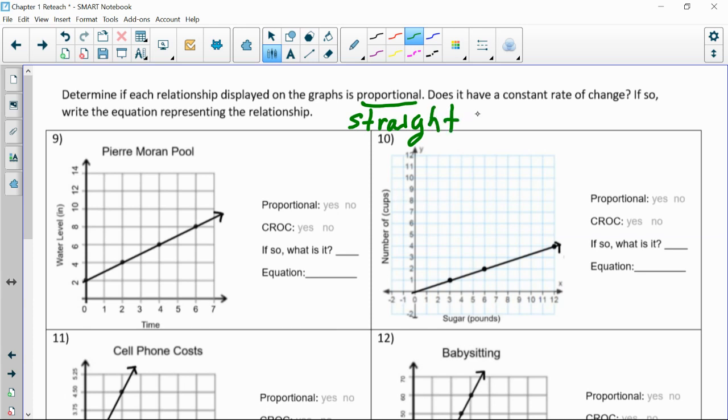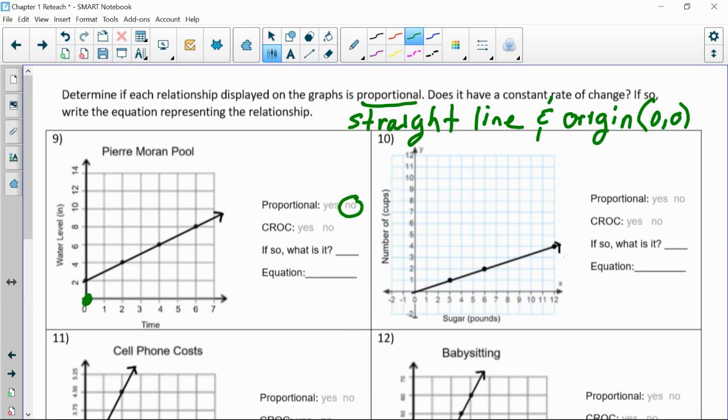We know 2 things. It has to be a straight line, and it has to cross the origin, which is at 0, 0. Okay, so let's look. Is it a straight line? Yes. Does it cross at my origin? No. So that tells me already it's not proportional.